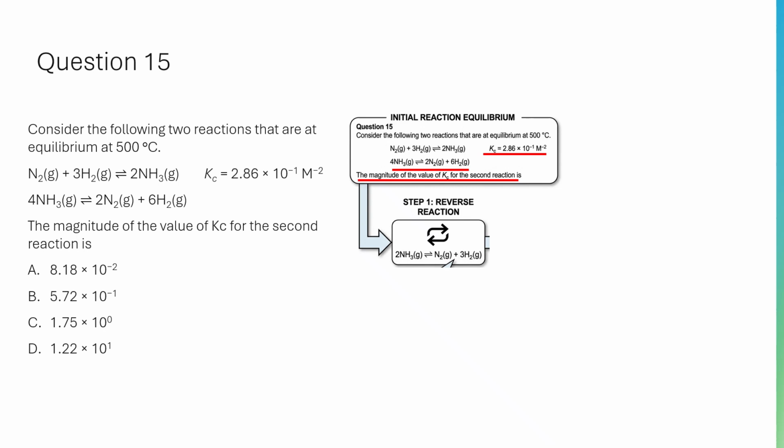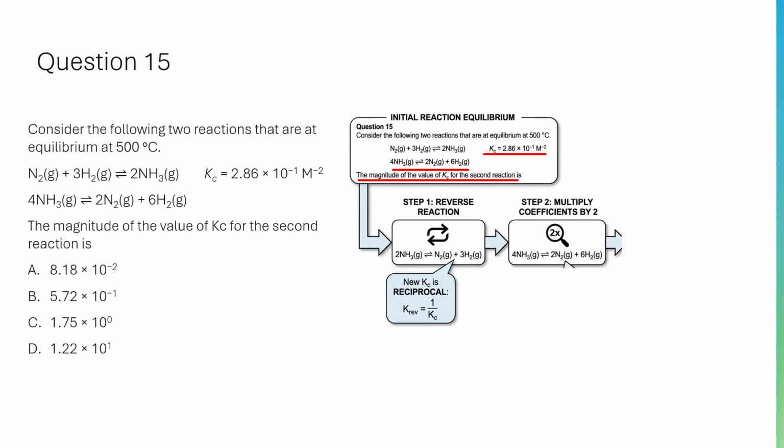Step 1. Reaction reversal. We begin by modifying the initial reaction equation. As shown in the box labeled reverse reaction, the entire system is flipped. Products, ammonia, now become reactants, and reactants become products. Crucially, the fundamental rules of equilibrium state that when you reverse a reaction, you must take the reciprocal of its equilibrium constant. We take the original Kc and divide 1 by it. This action is mathematically represented by the green call-out box, reciprocal of Kc.